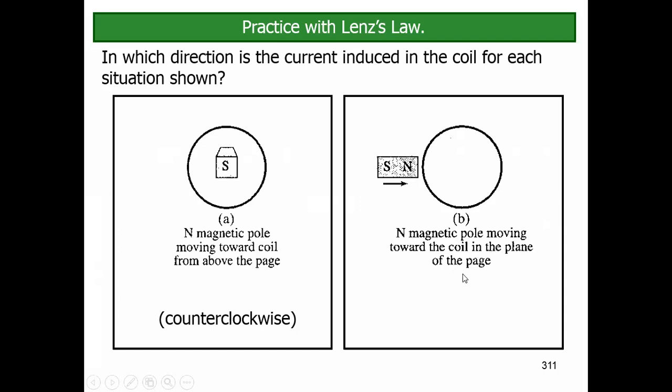So here, as you see, the next part: the north pole is moving towards the coil in the plane of the page. In that case, it was above the page. Now it is moving in the plane of the page, like this. So now, what would be the answer?